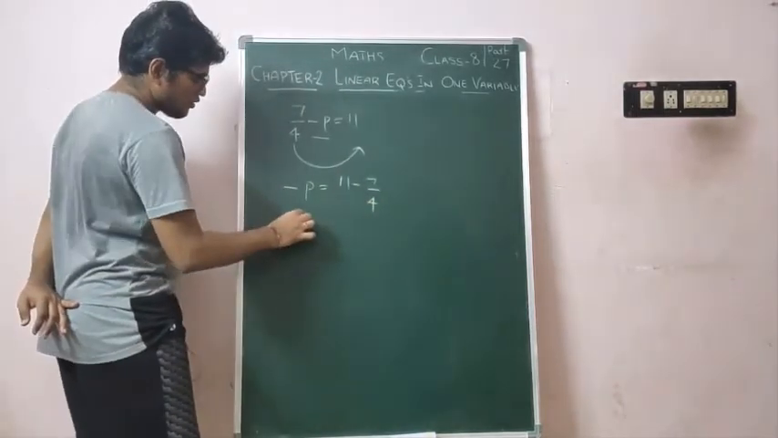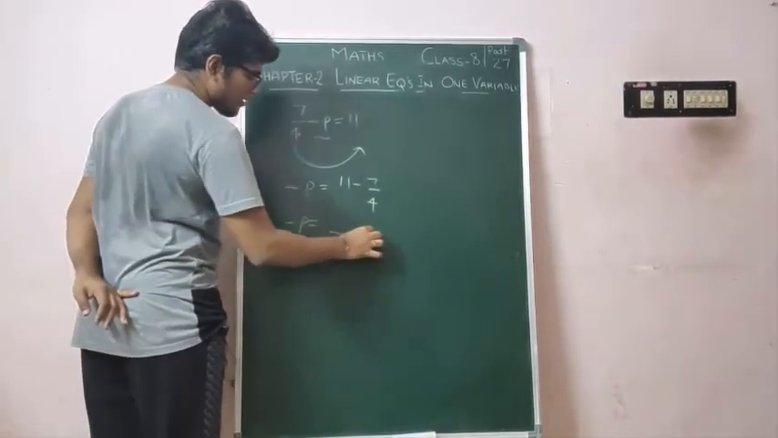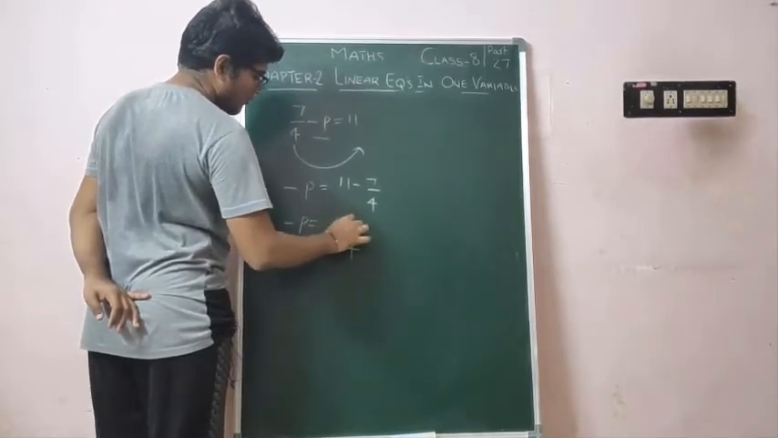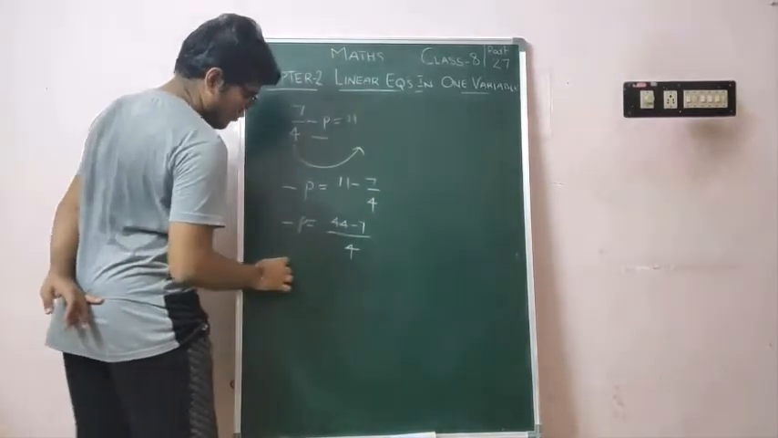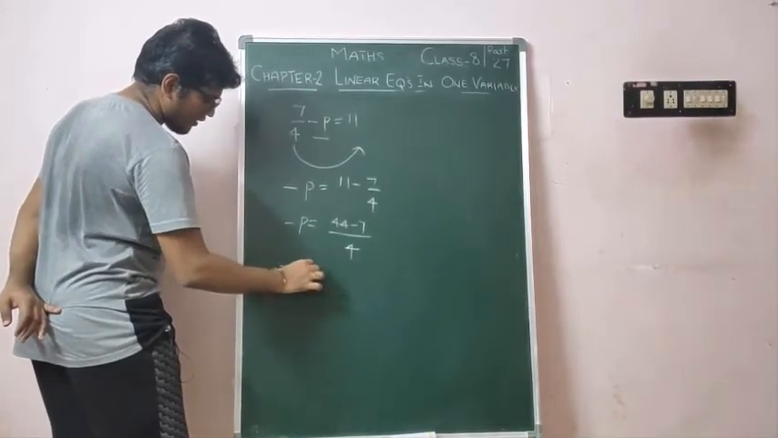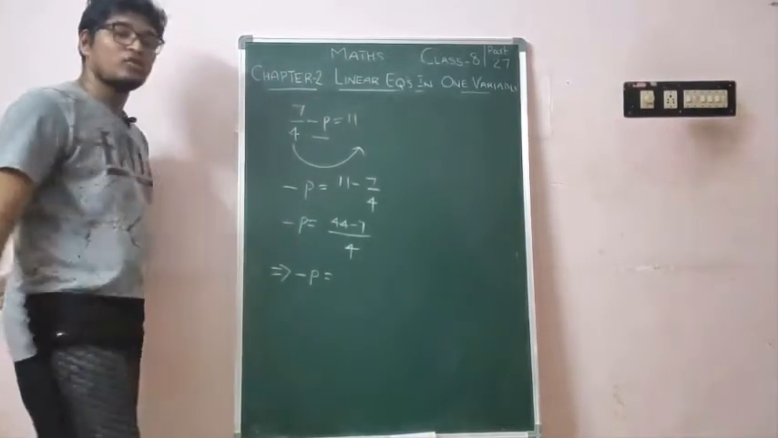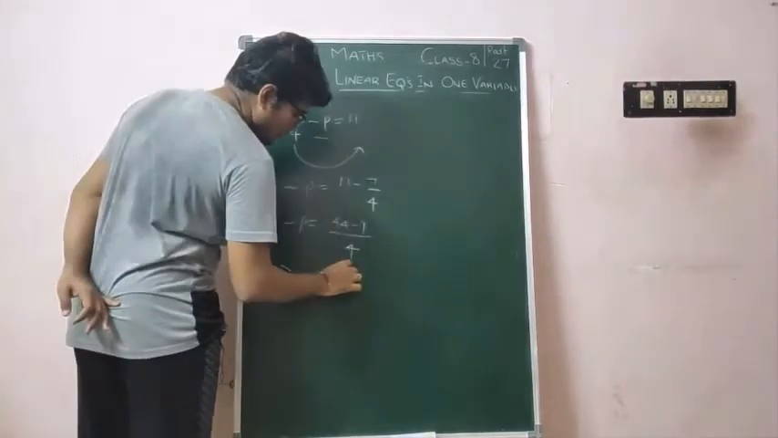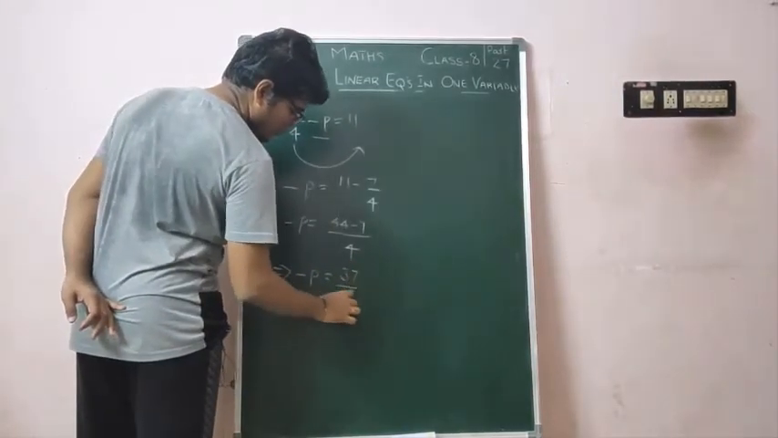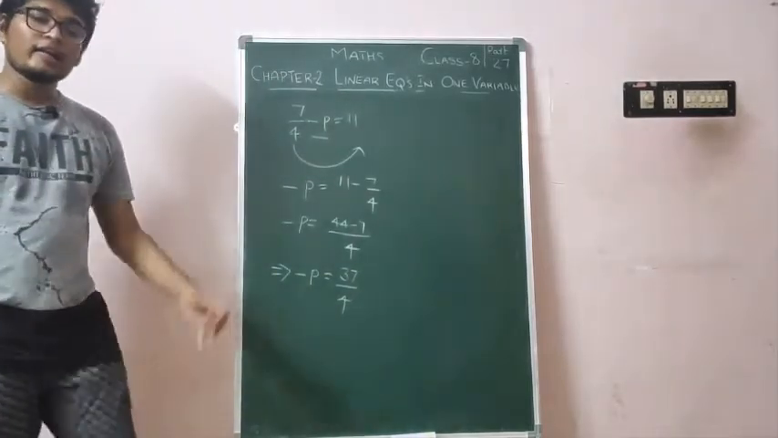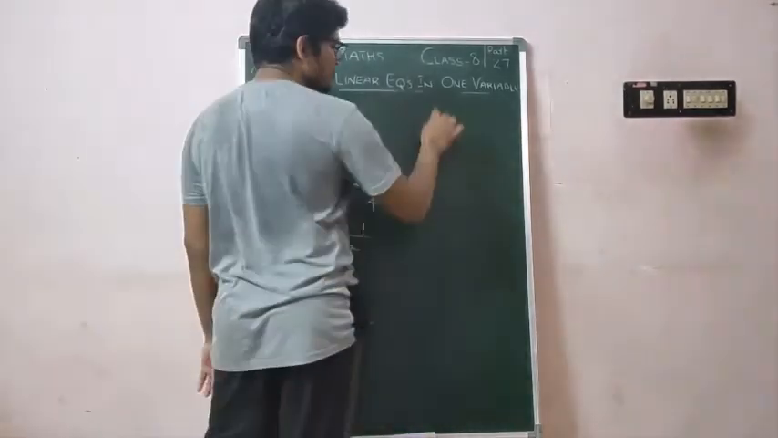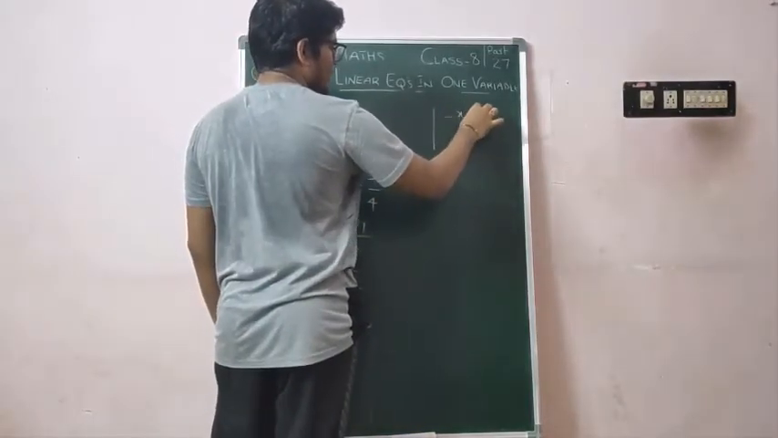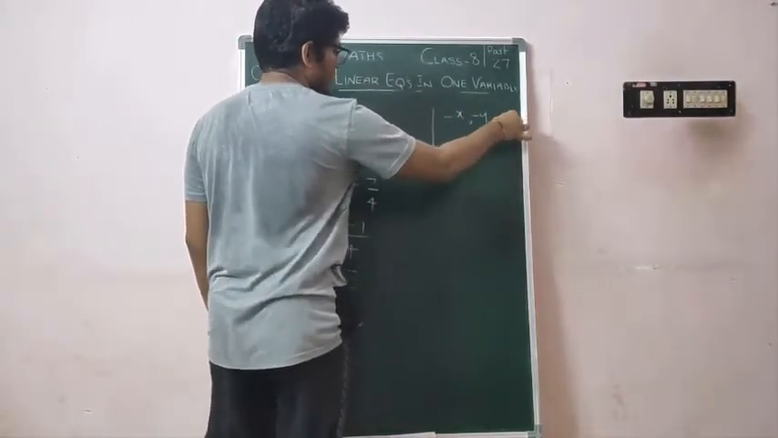Okay. You know what we should do here? 7/4, with denominator 4, 11 is 44 by 4, minus 7. And what is this? Minus b equals 44 minus 7 over 4, which is 37/4. So you should know one thing about the minus sign in minus x or minus b.